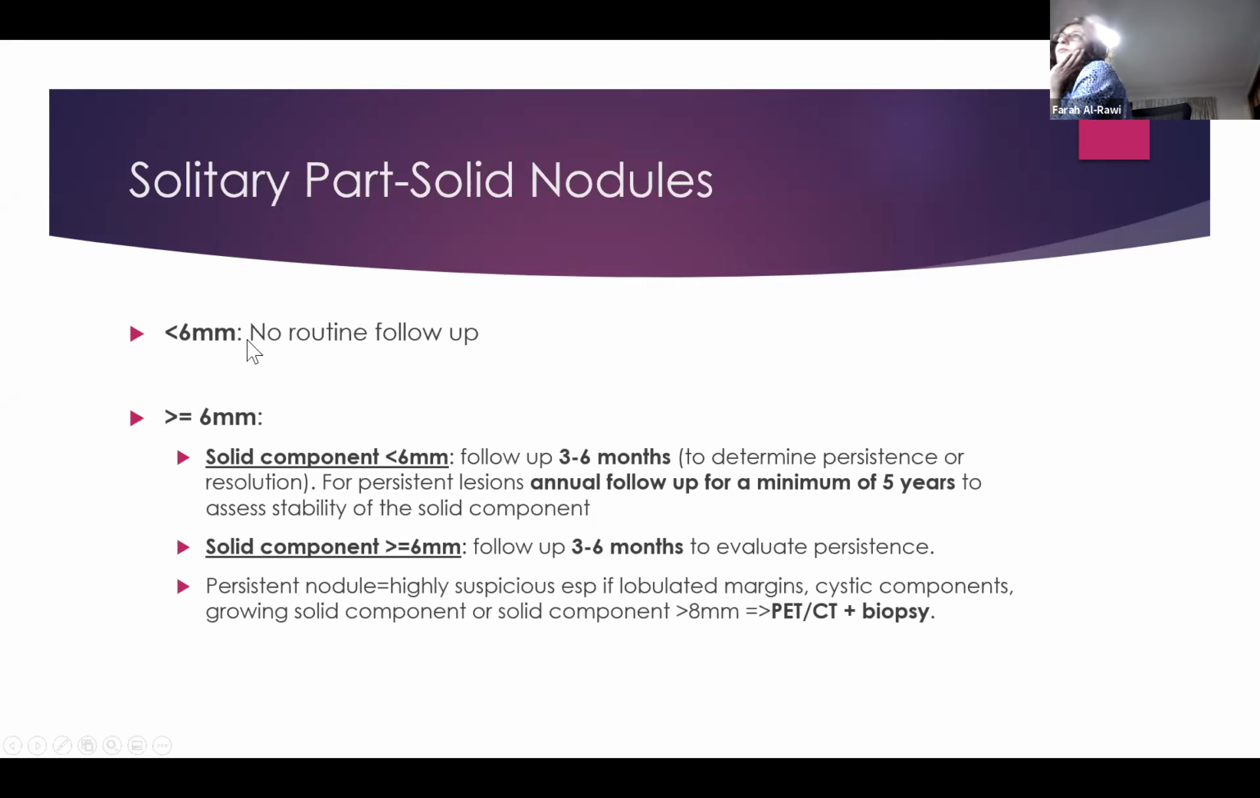And again, if it's small, we do not tend to follow them up. And once they get larger, we always go by the solid component, which is the bit that grows most. So again, we follow up 3 to 6 months, basically to see if it's still there, to rule out infection and other benign causes. And then we follow them up every year for a minimum of 5 years and sometimes longer. And again, if it's larger than that, we're a bit more worried. We follow up 3 to 6 months, and then we do a PET, CT, and a biopsy if it's still there or if it is growing.